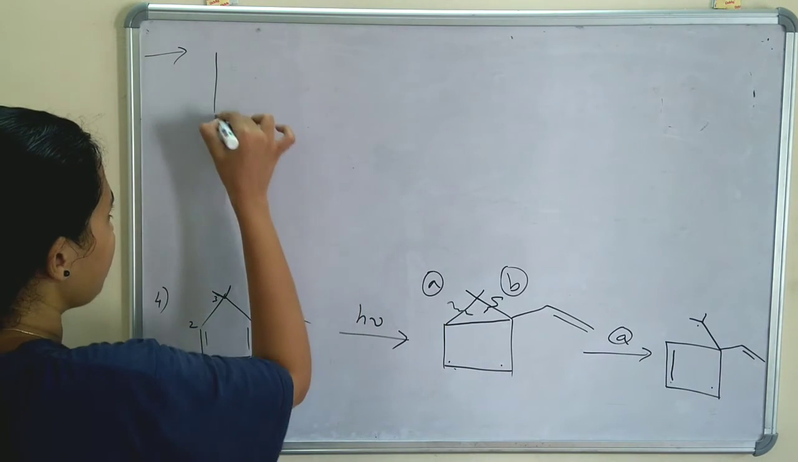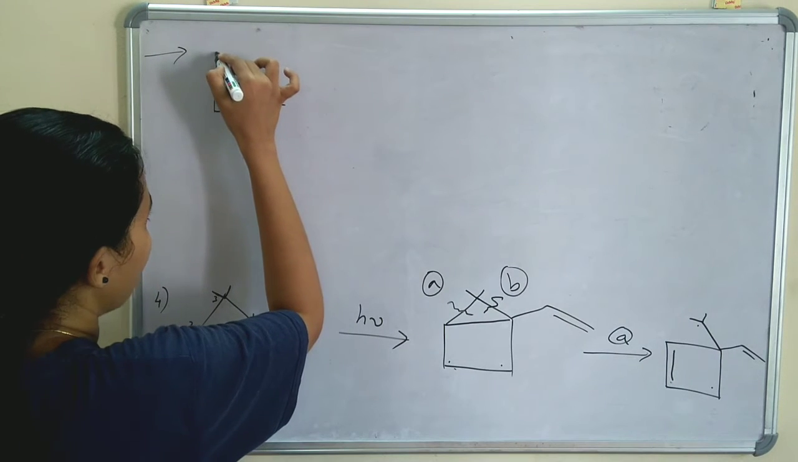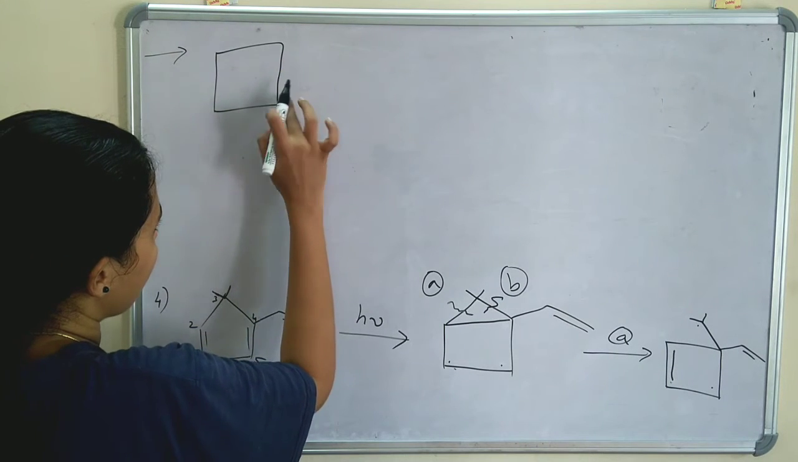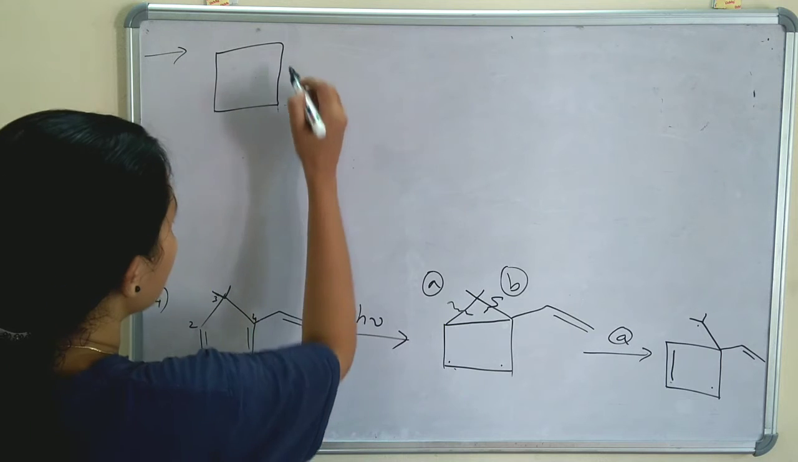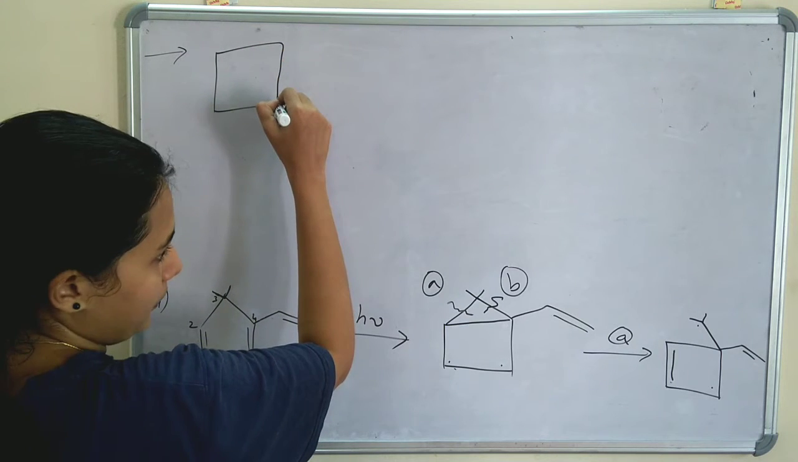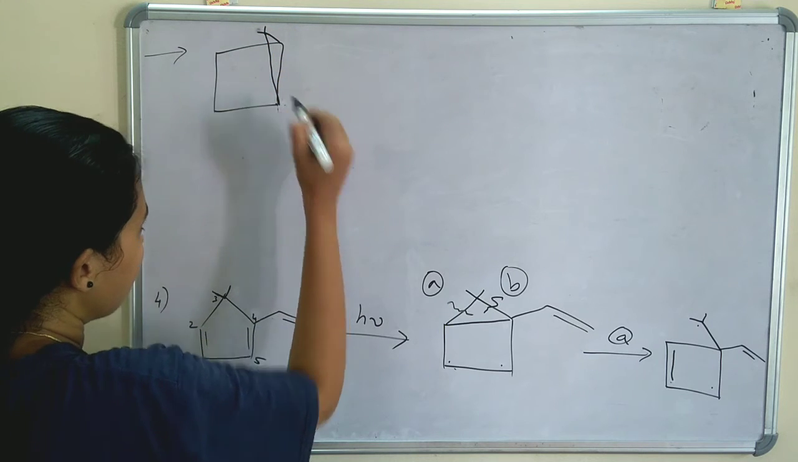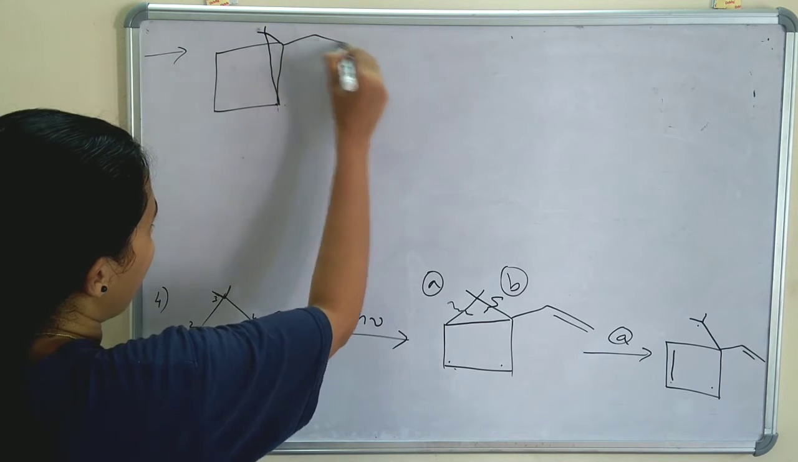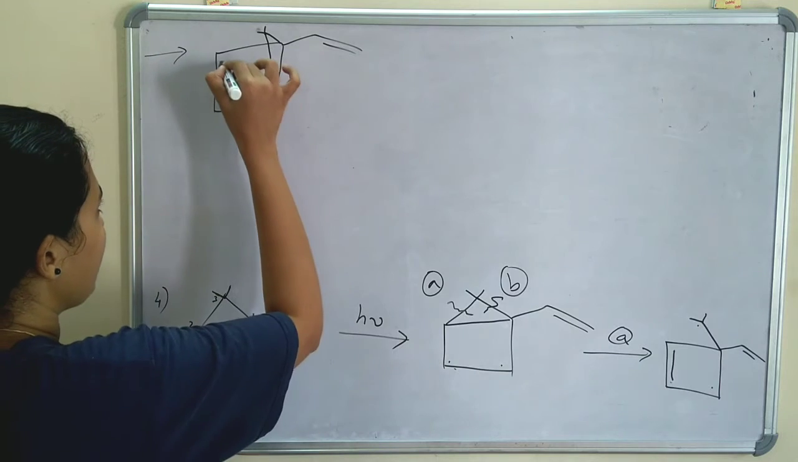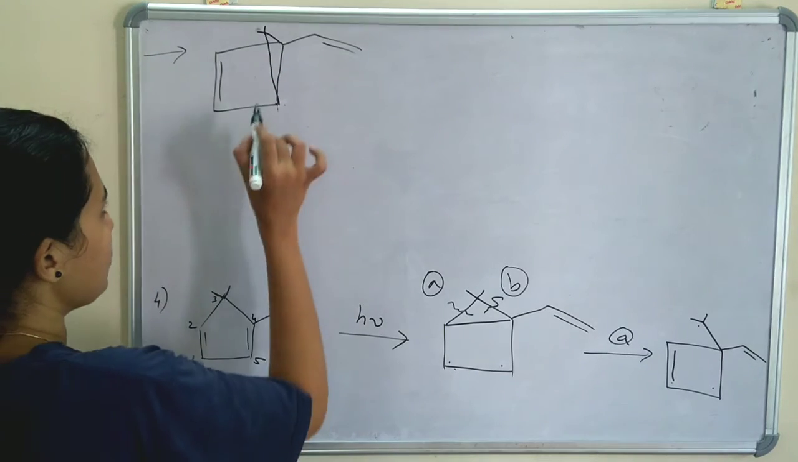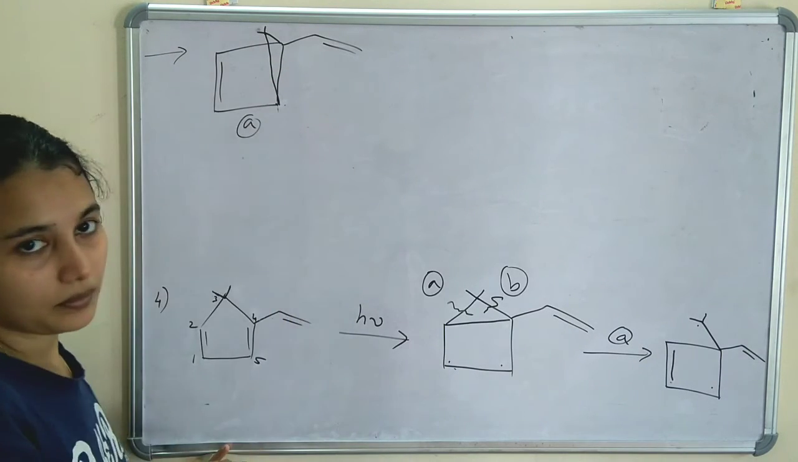Now again we have to make the cyclopropane ring. So we are making the cyclopropane ring. Here two methyl groups, and this will make a cyclopropane ring and a double bond. Okay, here also a double bond is present. So this is the product A.